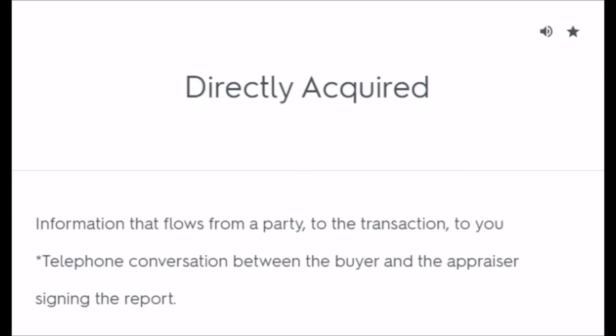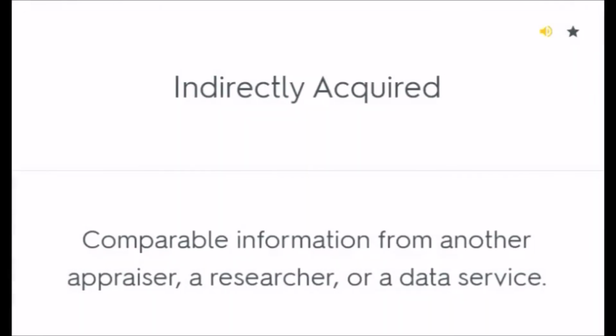Directly acquired: information that flows from a party to the transaction to you, such as a telephone conversation between the buyer and the appraiser signing the report. Indirectly acquired: comparable information from another appraiser, a researcher, or a data service.